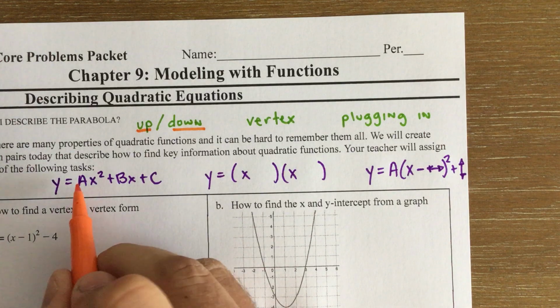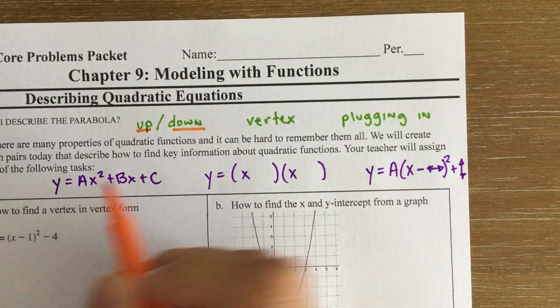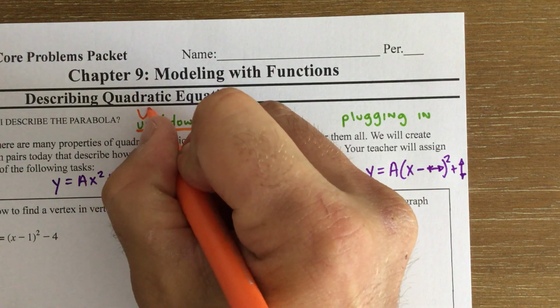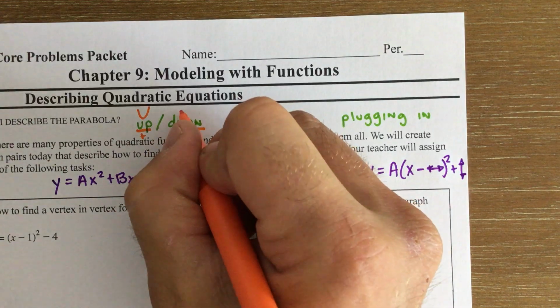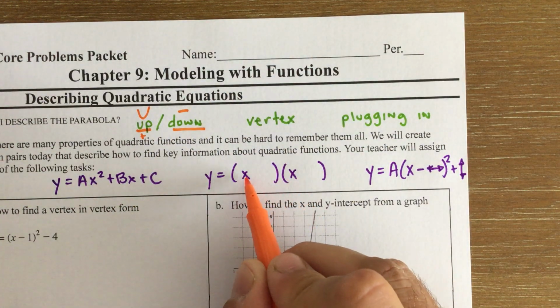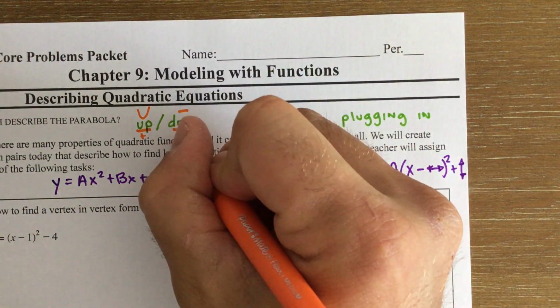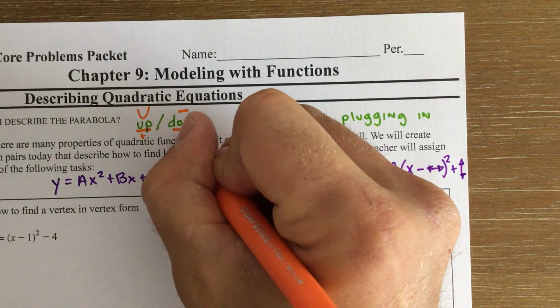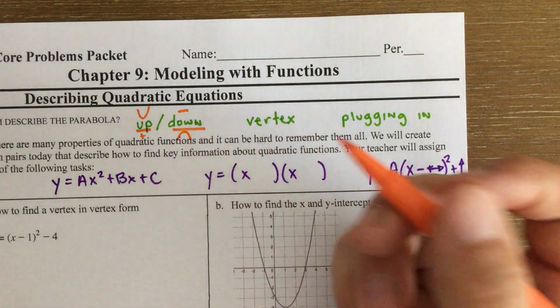down, and that's primarily because of your A value. If your A is positive, then the parabola is going to open up like that, and if your A were negative, then it would open down. You can still tell in factored form: if this was x times x, that would be a positive x squared, and so our parabola would open up, versus if a negative a was sitting out in front here, then the parabola would open down. Okay?